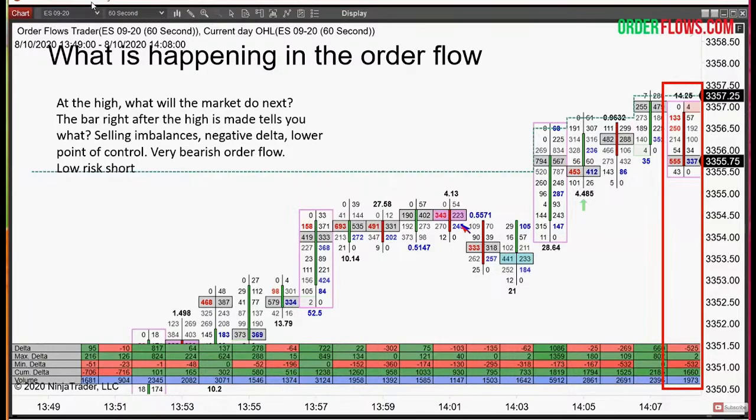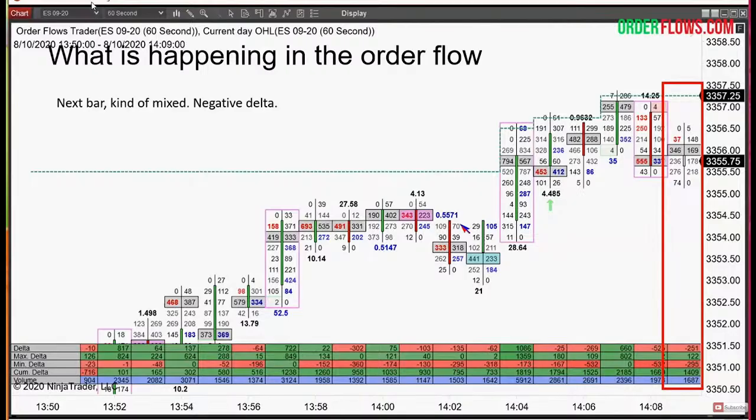What else do you have? You've got 1, 2, 3 imbalances appearing in the bar. Again, it's also very bearish, right? The point of control coming in lower than the previous bar. So remember, I just said points of control act as value in a bar. The most traded price is fair price for that bar. So if all of a sudden the next bar is lower, people are pricing the market lower right now.